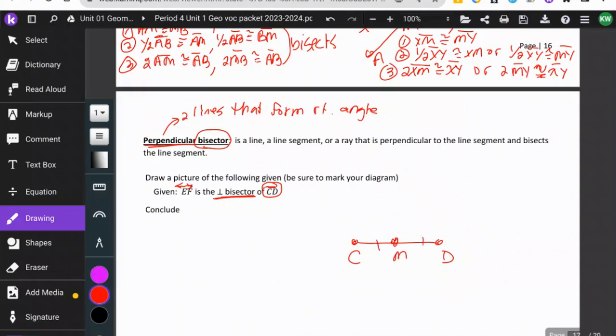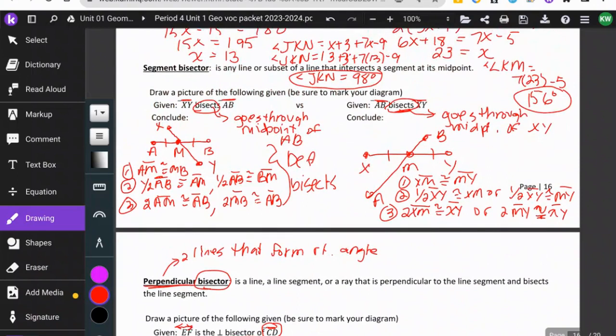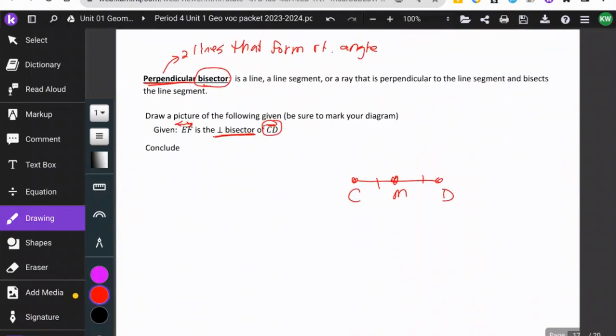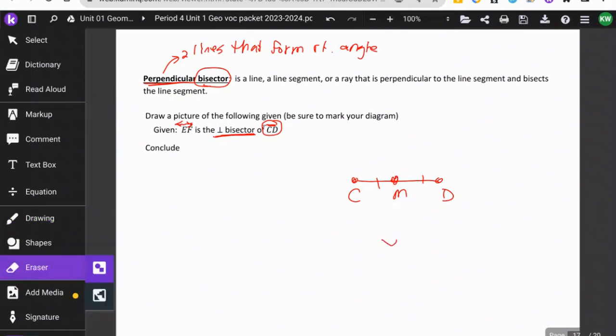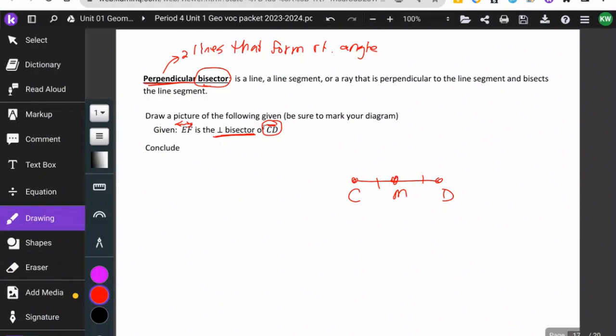So CD is the segment that's being bisected, which means we've got to find its midpoint. And now EF, I can't draw it like I did these because it also has to be perpendicular. So I'm coming through M, not the greatest picture there. Your picture needs to be reasonable, but you also should be marking that box to show what you were trying to accomplish. So we put the box in the corner, right? At least one box, and we're saying that that is EF. So EF is a perpendicular bisector of CD. Not only does it go through the midpoint of CD, but it also forms a right angle with CD.